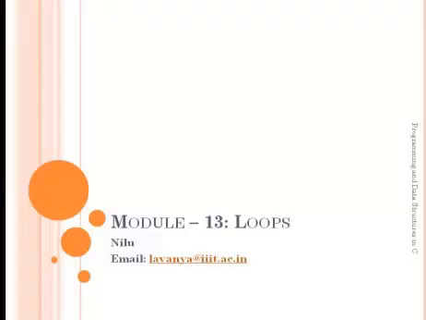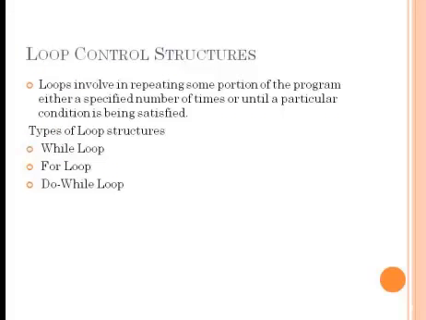Module number 13. Loops. A loop is a control flow statement that executes the same piece of code or the same set of statements 0 or more times. The types of loop structures in C are while loop, for loop, and do while loop. Let's discuss each of them one by one.